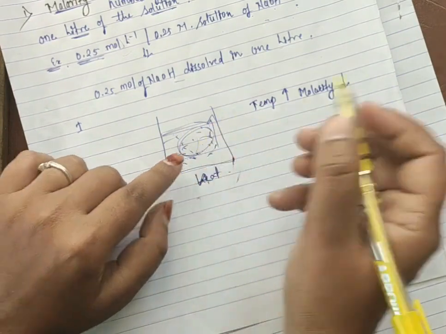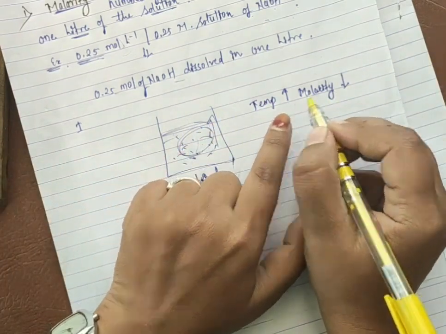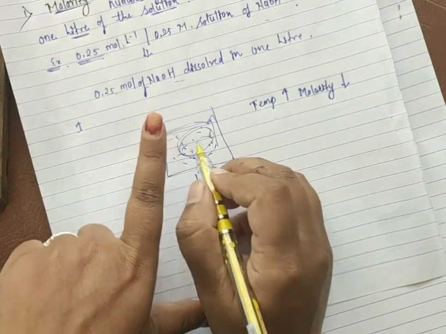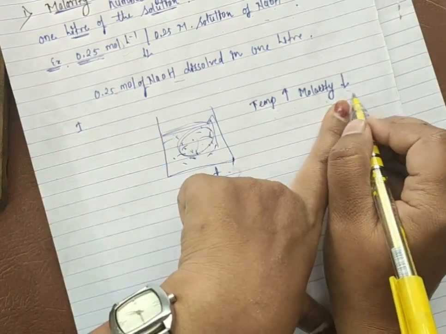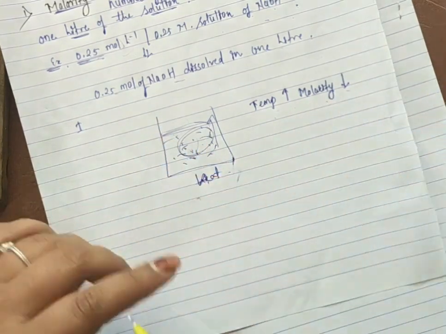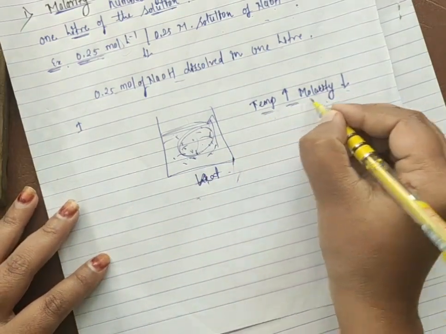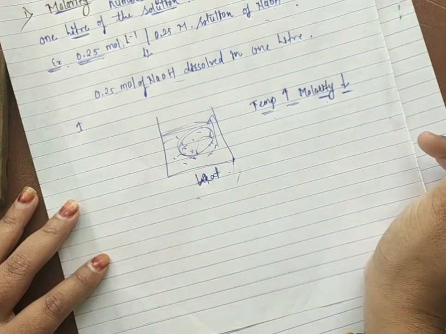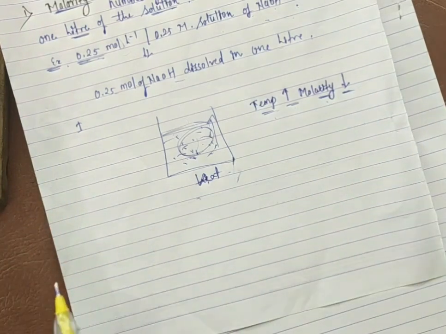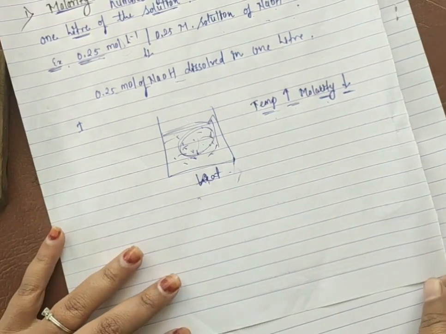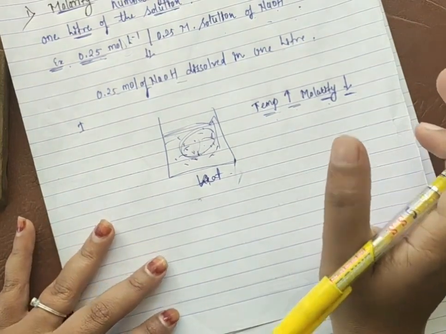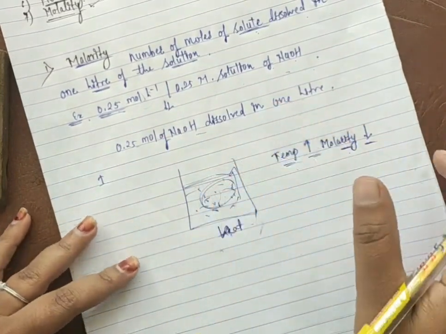What is the meaning? If I increase the temperature, the volume of the solution increases, but the molarity decreases. Okay, so in simple terms, you have to remember that if the temperature increases, molarity will decrease. So now based on that, we have some problems.